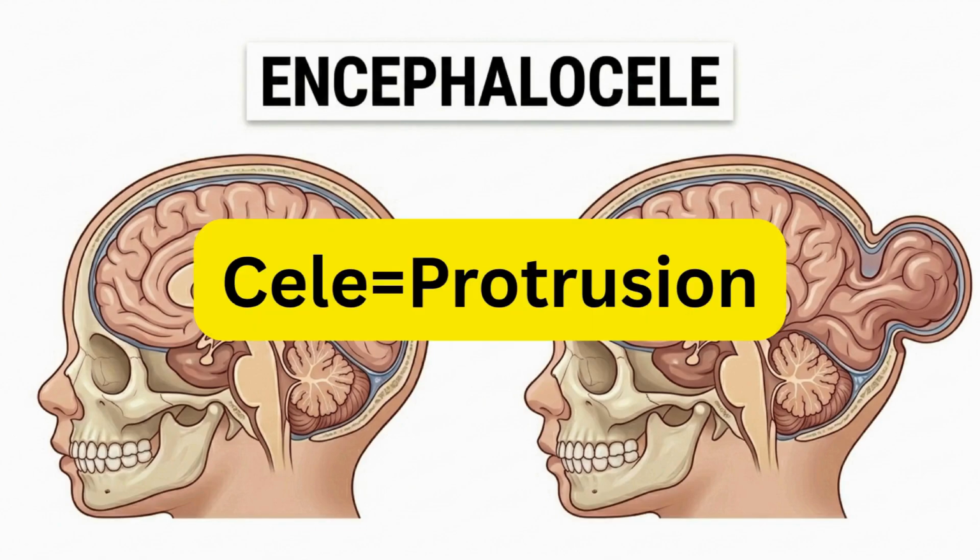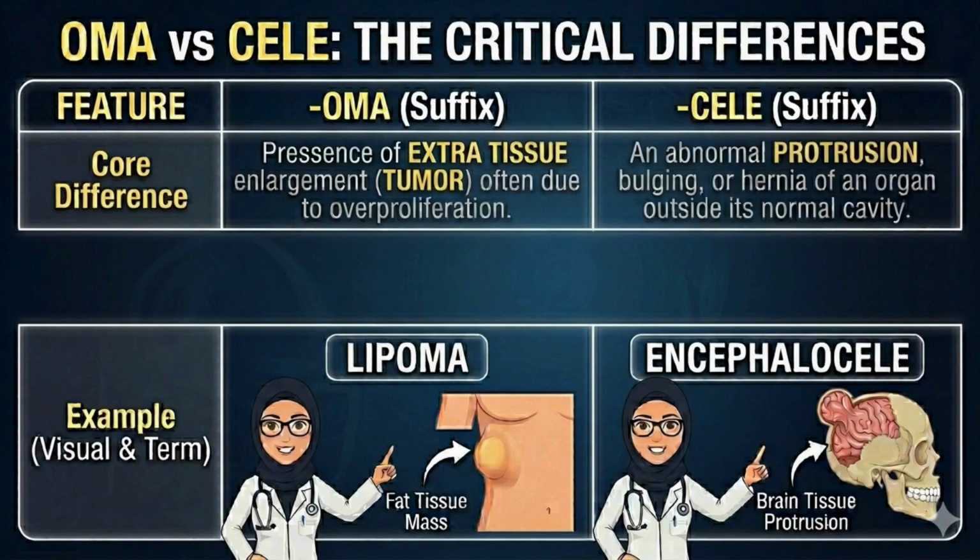Next one we have is cele. The suffix cele means a protrusion. So this is a tricky one. What is the difference between an oma, a mass, and a cele, a protrusion?